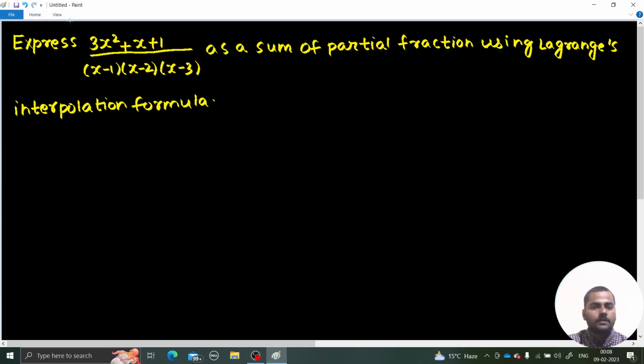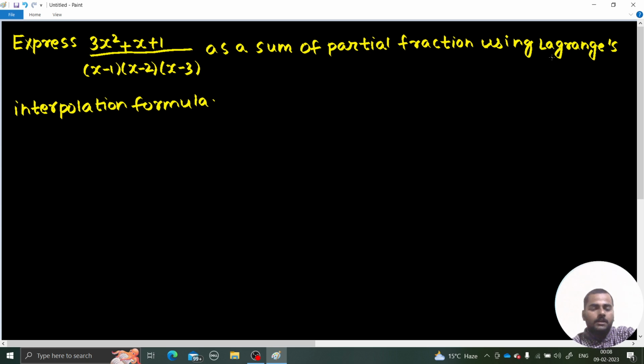Today we are going to solve this question. Express this as a sum of partial fractions using Lagrange's interpolation formula. So how can we use Lagrange's interpolation formula to resolve partial fractions?